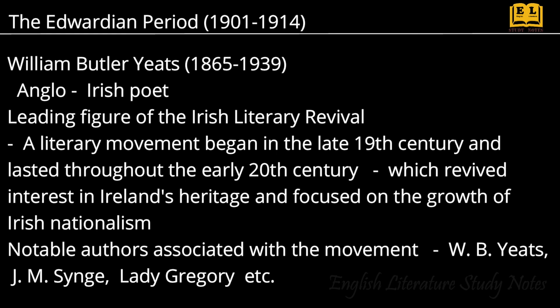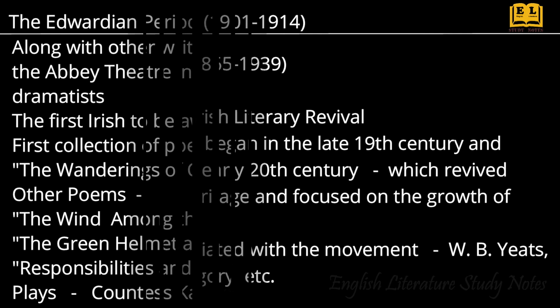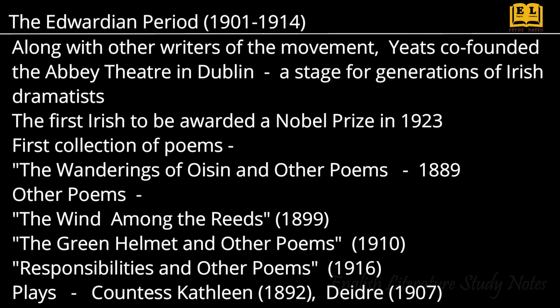William Butler Yeats was an Anglo-Irish poet and a prominent literary figure of the 20th century. He was the leading figure of the Irish literary revival. It was a literary movement that began in the late 19th century and lasted throughout the early 20th century, which revived interest in Ireland's heritage and focused on the growth of Irish nationalism. Notable authors associated with the movement include W.B. Yeats, James Singh, Lady Gregory, etc. Along with other writers of the movement, Yeats co-founded the Abbey Theatre in Dublin, which provided a stage for generations of Irish dramatists. Yeats became the first Irish to be awarded the Nobel Prize in 1923.